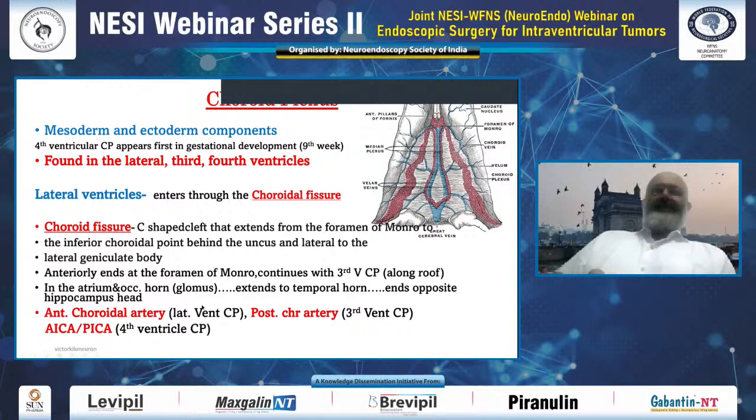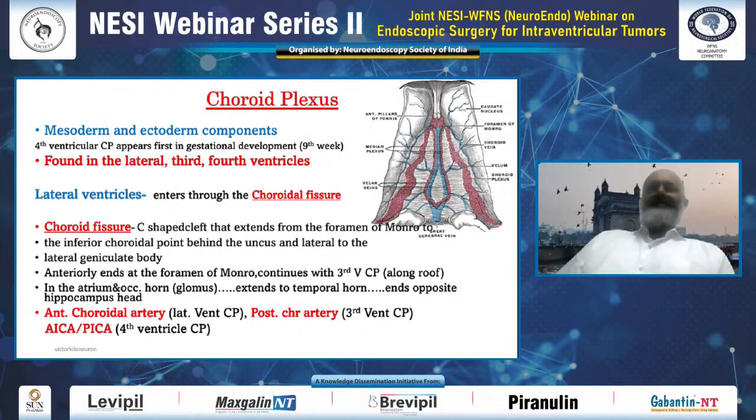The choroid plexus ends at the foramen of Monro, like we have seen earlier. In the atrium and occipital horn, it forms a glomus and extends to the temporal horn and ends opposite the hippocampal head. The arteries supplying the choroid plexus would be the anterior choroidal artery and posterior choroidal artery, and of course the branches of the AICA and PICA in the fourth ventricle.